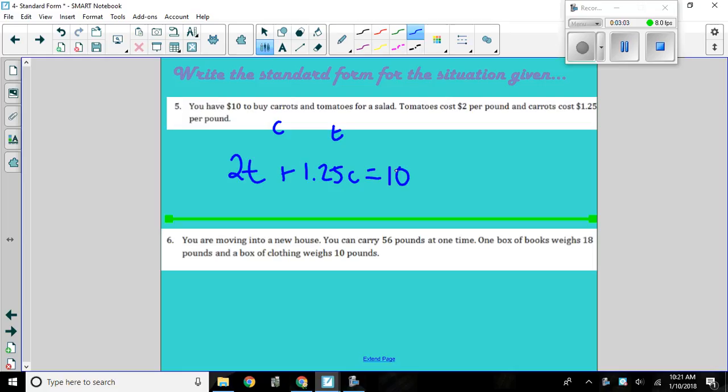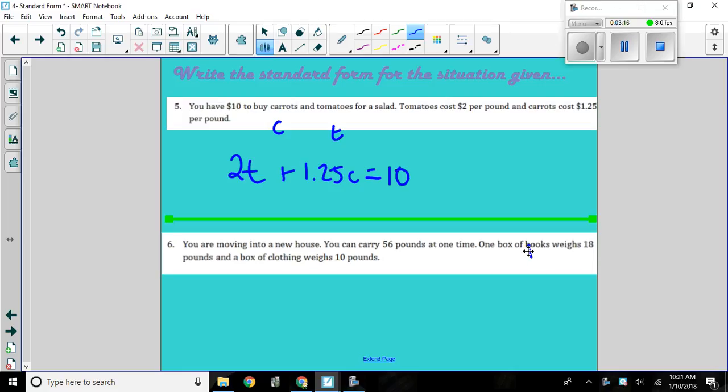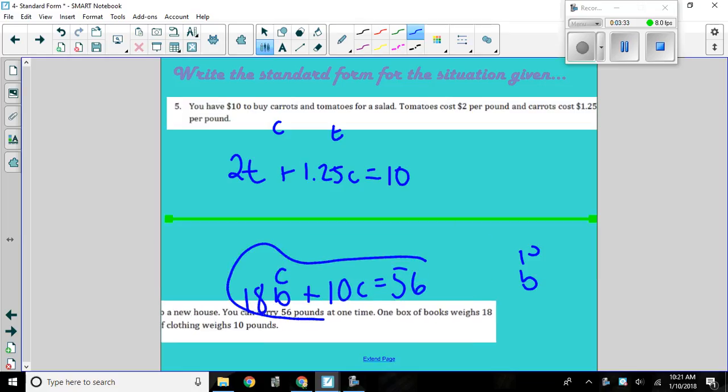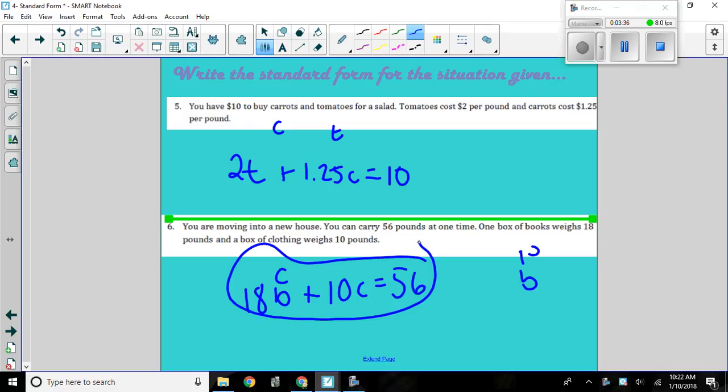All right, you're moving into a new house. You can carry 56 pounds at one time. Go you. 1 box of books weighs 18 pounds, and 1 box of clothes weighs 10 pounds. Okay, so our two unknowns: how many boxes of books? So we'll use a B. And then how many boxes of clothing? So we'll use a C. So books are 18 pounds plus 10 pounds for clothes equals 56 total that we can carry. Don't mind that crazy thing there, though. All right, 18B plus 10C equals 56.